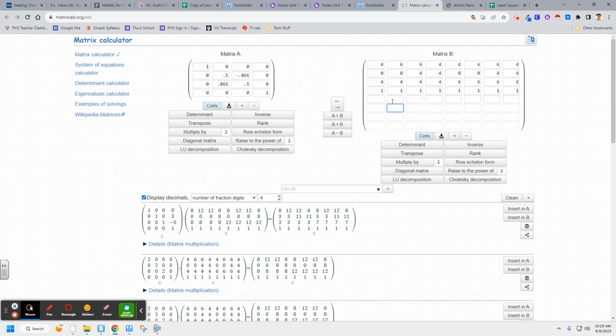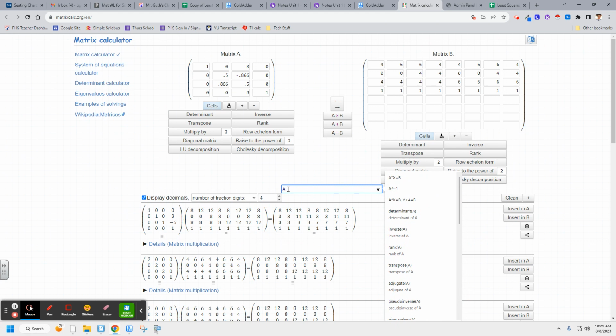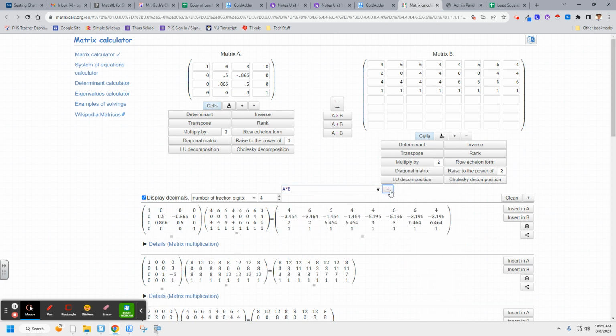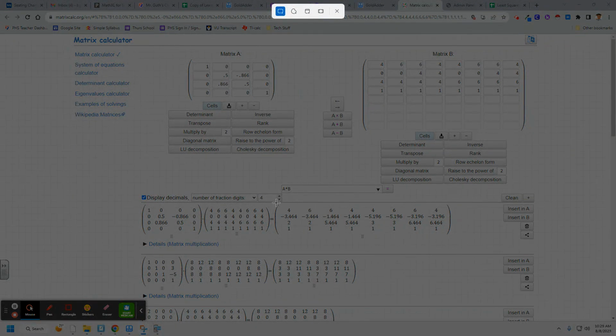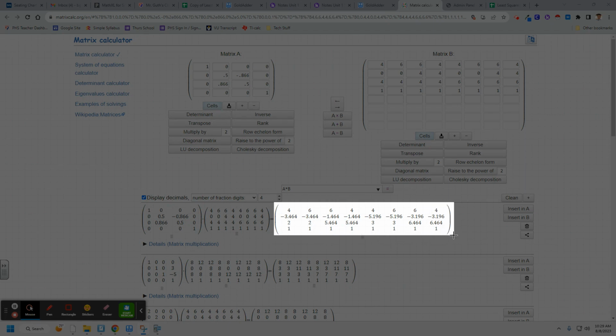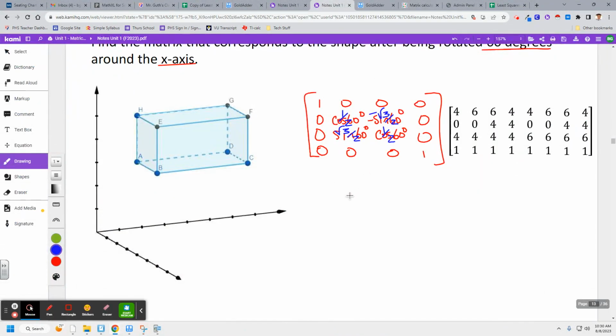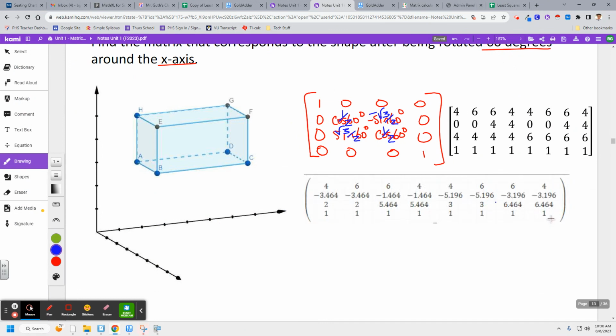Okay. So I can just leave all these other rows blank. I don't really need them. And I'm going to multiply this times this. So in this little box, I just go A times B. And that gets me what I need. So I'm going to be lazy here and copy and paste that over. That would be your multiplied matrix. Okay.